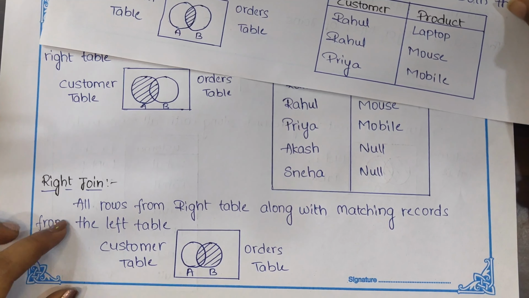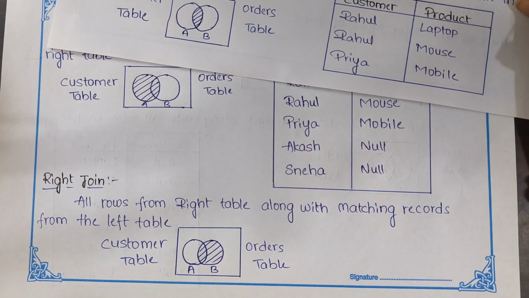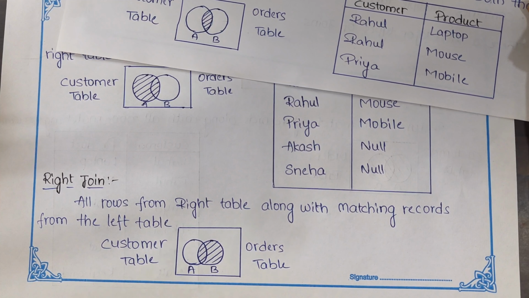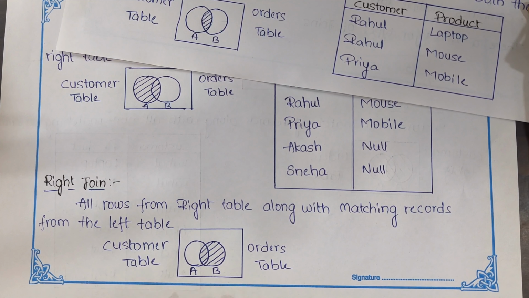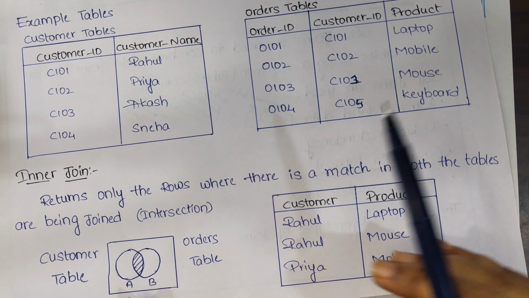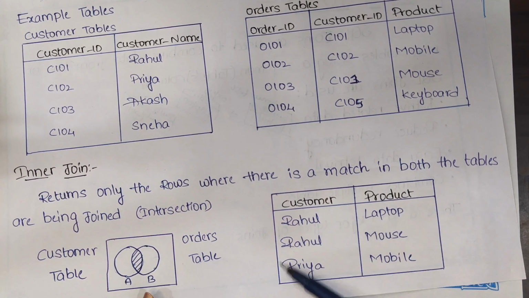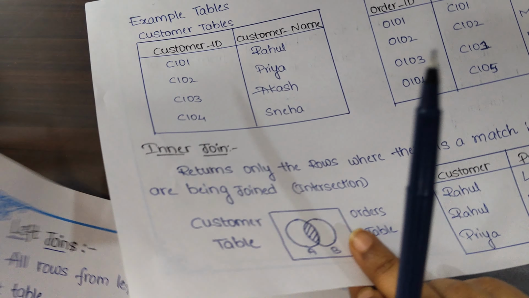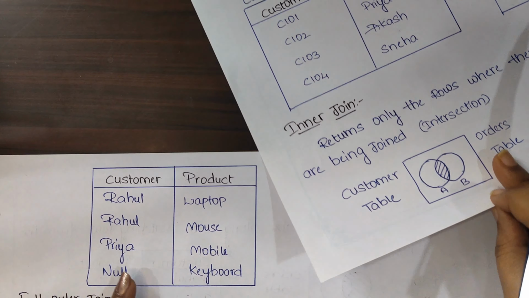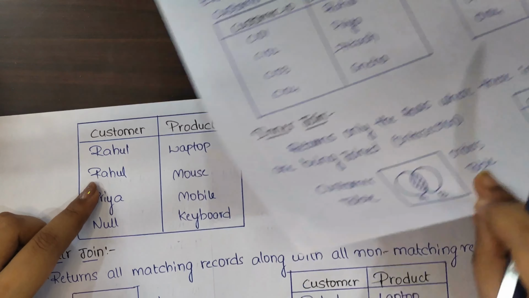I think you may see this. This right join is the opposite of this left join. Here we are having all the records from the right table and also matching records from the left table. So see, first we'll write all the matching records, like Rahul and Priya. All these details are matched, right? So we are writing like this. We have written all these details, Rahul and Priya.